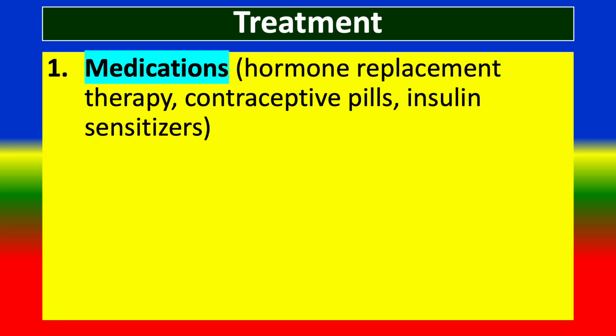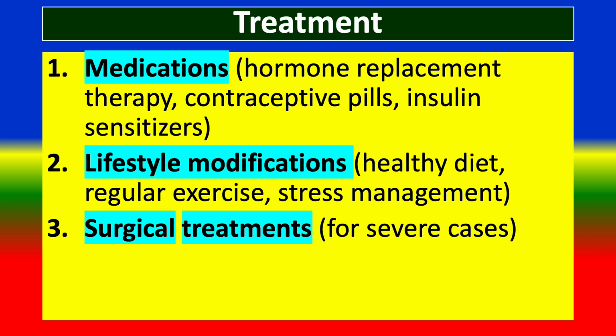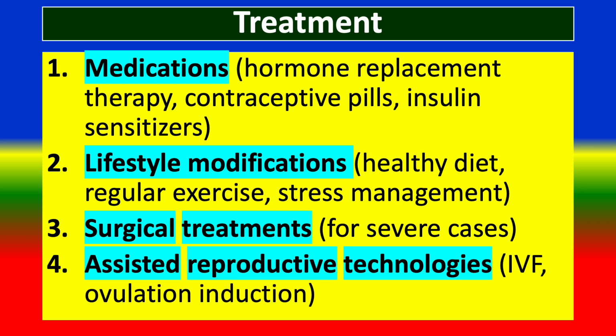Treatment options: 1. Medications: hormone replacement therapy, contraceptive pills, insulin sensitizers. 2. Lifestyle modification: healthy diet, regular exercise, stress management. 3. Surgical treatments for severe cases. 4. Assisted reproductive technologies: IVF, ovulation induction.